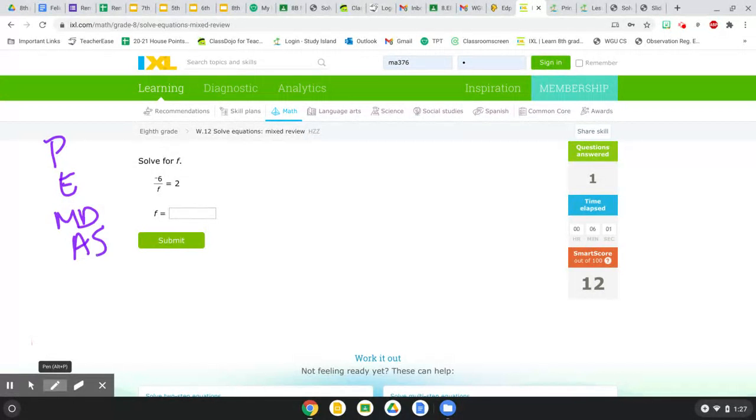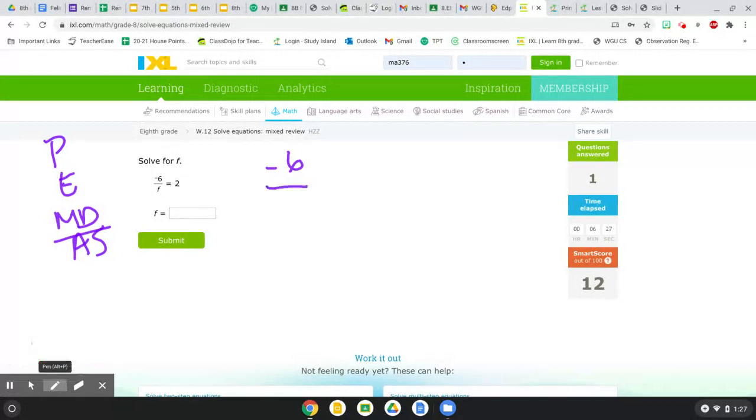I don't have adding or subtracting, so I've got to go straight to multiplying or dividing. And I do have some division here. This is saying negative 6 divided by f. I can't reverse that because with division, you can't switch things up, otherwise it changes everything. So in this case, I'm going to have to move my variable first. Remember, this is kind of like a special case.